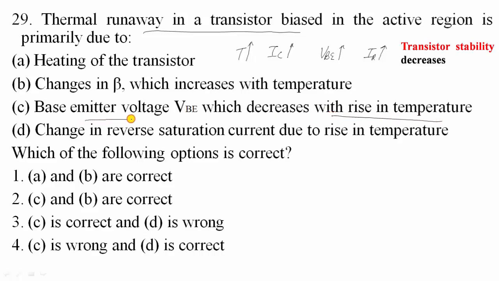This one will occur in the case of MOSFET. In the MOSFET, VGS is going to decrease if temperature increases, nothing but if collector current increases. The first statement they have given is change in reverse saturation current due to rise in temperature. This statement is correct, nothing but the corresponding option that follows is option 4, C is wrong and statement D is correct.